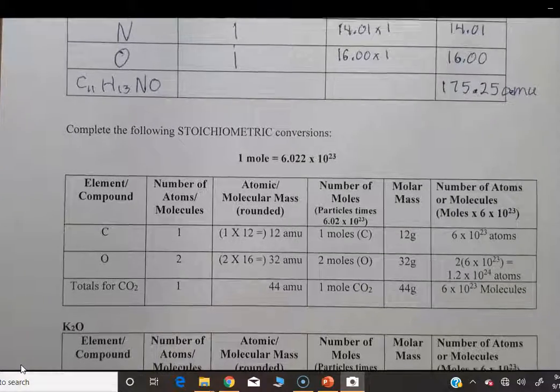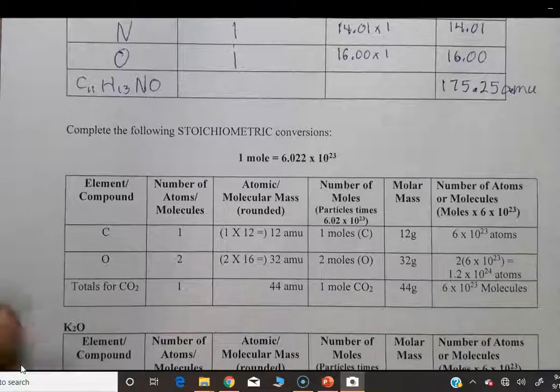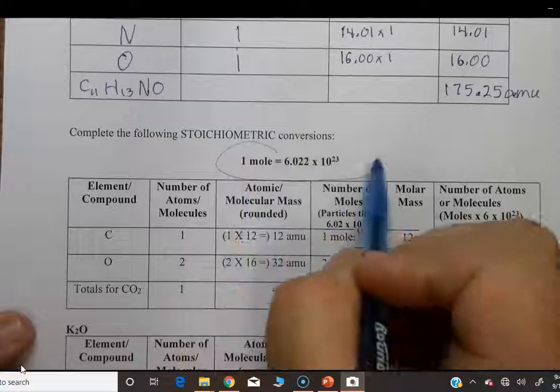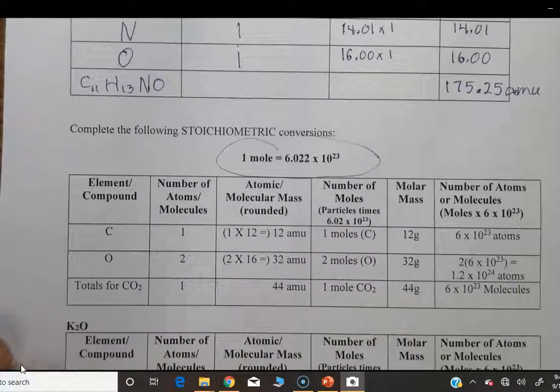Now we're going to move on to a different concept, the concept of the mole, which we defined at the beginning of this assignment. And a mole is this many particles. It could be a mole of atoms, a mole of molecules, a mole of pizzas, a mole of dollar bills, a mole of cars, you name it. It's just a number, just like a dozen. But it's a very special number. It's a very specific number.